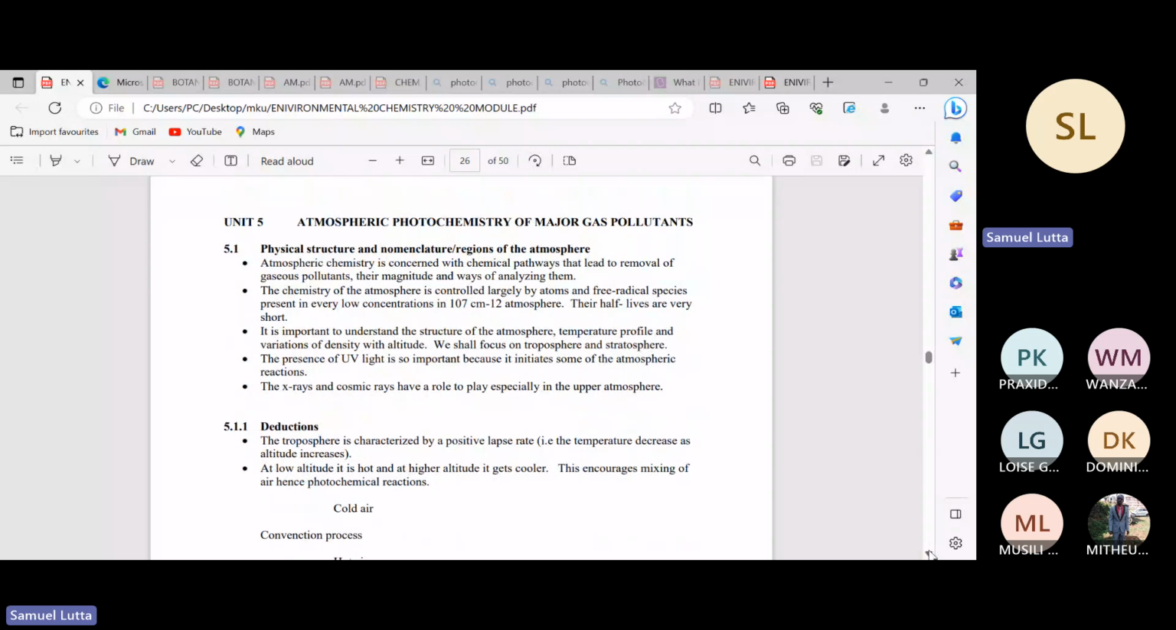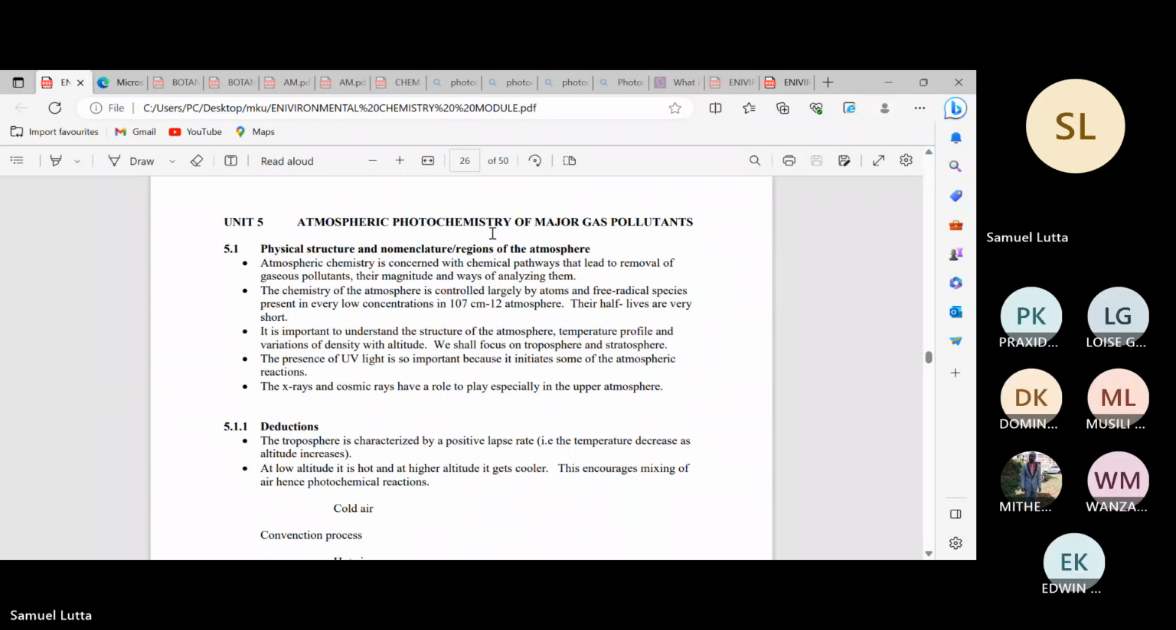We saw yesterday the equation, how we can convert the oxides into different forms, oxygen to hydrogen peroxide, oxygen to oxygen radical, and so on. So in this unit, we are talking about atmospheric photochemistry. Photo means we are using light, and the light is normally the UV light. When you have these gases, they normally break down and form radicals. So atmospheric chemistry is concerned with the chemical pathways that may lead to the removal of the gaseous pollutants.